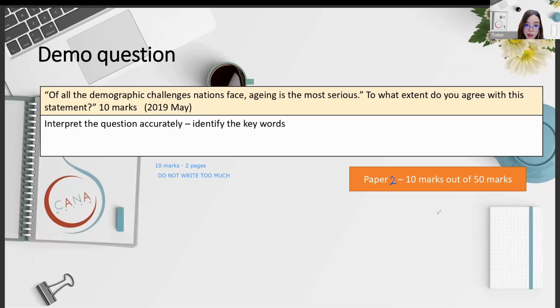And the key thing here is, as I said earlier, you will be given a statement to interpret and to handle and then to analyze. Make sure that you read through the statement. Every single component shouldn't be missed.